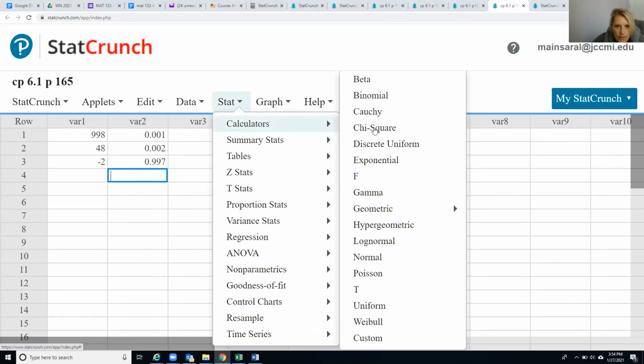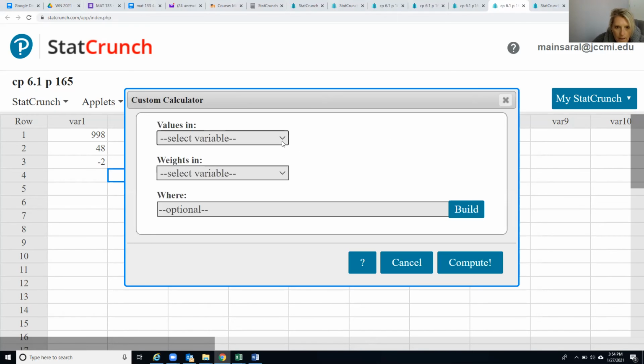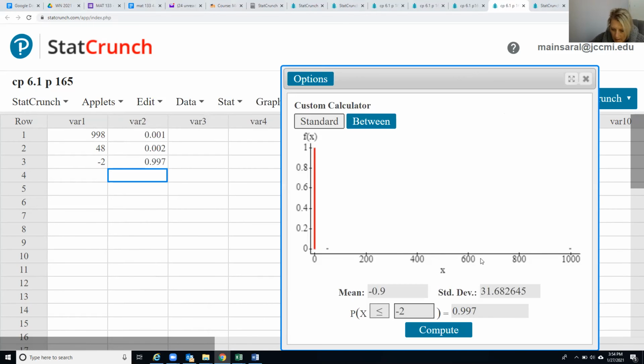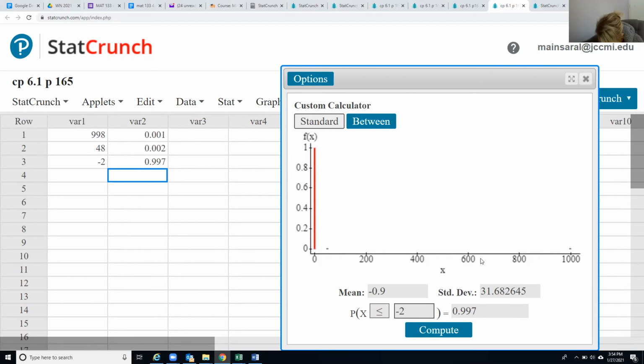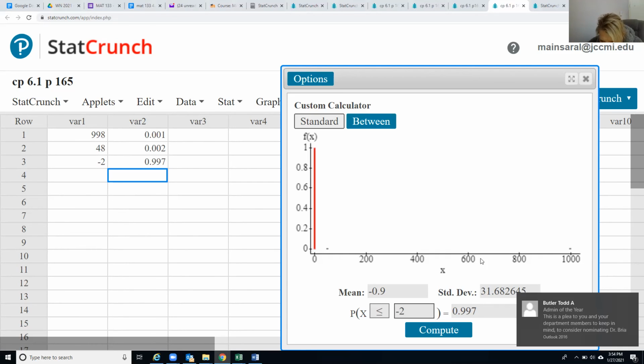So stat calculators down to custom again. And then var1, and weights are in var2, and we can hit compute. And there's what we expect to, what? It's negative. That means we're going to lose money. So we are expected to lose $0.90 if they play part of this raffle.